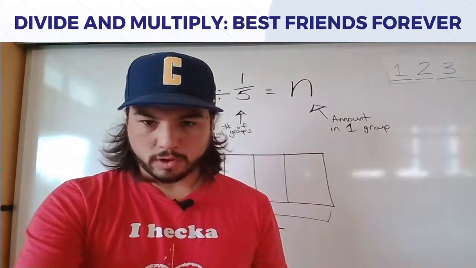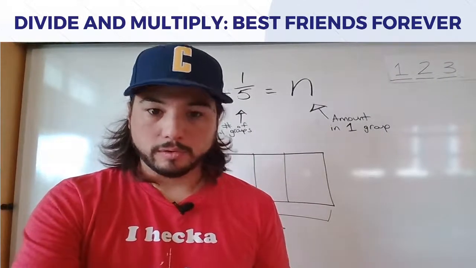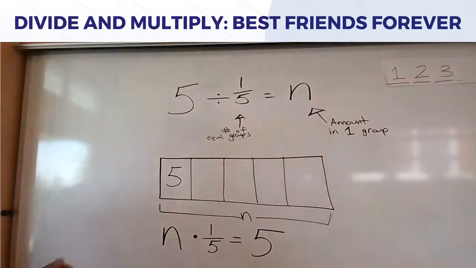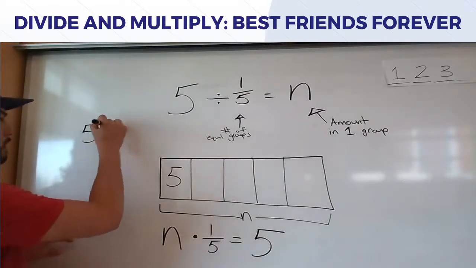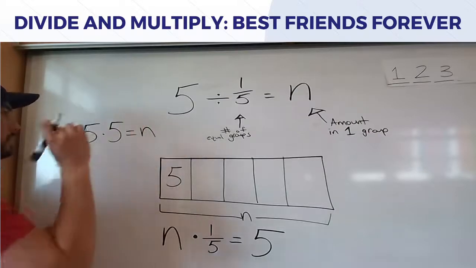We've got n times 1/5 equals 5. Yep. Exactly. We've also got, ooh, here's an interesting one. Someone says this as another multiplication equation. They said 5 times 5 equals n.